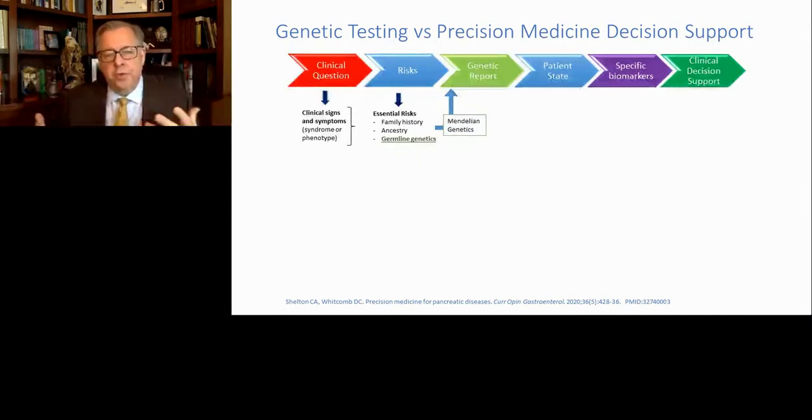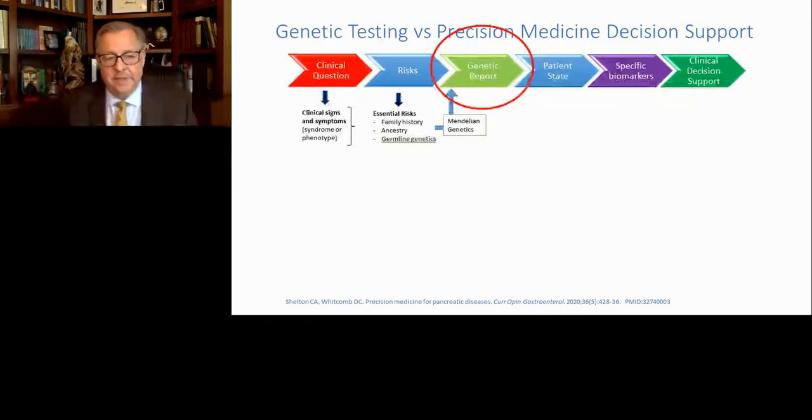So how does what we're doing at Ariel differ from a classic genetic report? Well, if a physician sees a patient and says, I think they might have cystic fibrosis, they'll look at the signs and symptoms, they'll look at the risk factors such as family history, their ancestry, and germline genetics, looking for pathogenic disease-causing genes, and then they write a report. But that's only about 3 to 5% of the patients with the same signs and symptoms.